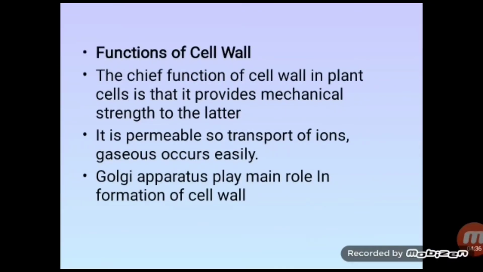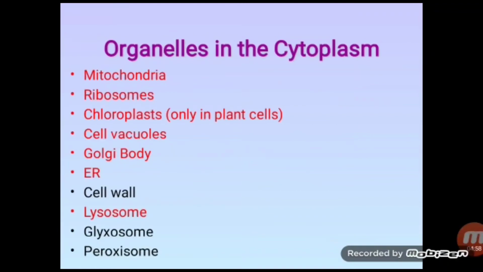Function of cell wall. The very important function of the cell wall is protection of the plant cell from the external environment. It is permeable, so transport of ions and gases occurs easily. It is fully permeable. The Golgi apparatus plays the main role in formation of the cell wall. Golgi apparatus is an organelle of the cell. So there are different types of organelles present in cytoplasm: mitochondria, ribosome, chloroplast, cell vacuole, Golgi bodies, ER, which represents endoplasmic reticulum, lysosome, glycosome, and peroxisome, which we will study further.